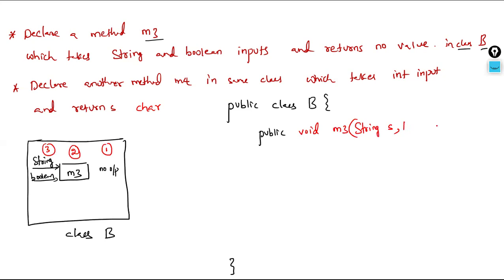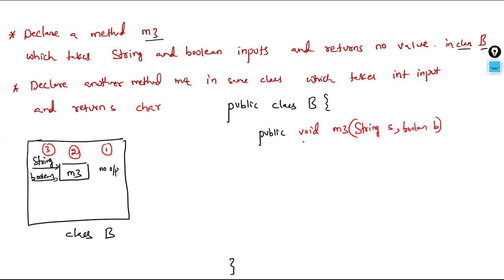Can we use S once again? No. Here we can use anything other than S, so we can't use S once again. So I'm using B for boolean. Then the method body, to start with open curly brace, then close curly brace. So what's the return type? Void. Any return statement required? No return statement. We can have the method logic.